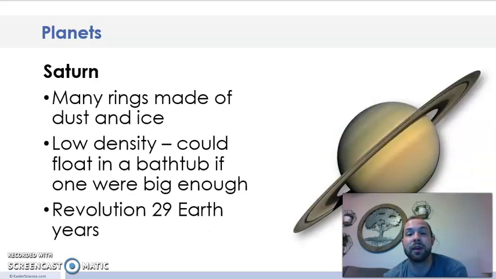Saturn has many rings made of dust and ice. It's low density, so it could float in a bathtub if there was a big enough bathtub. And it takes 29 years to revolve around the sun.